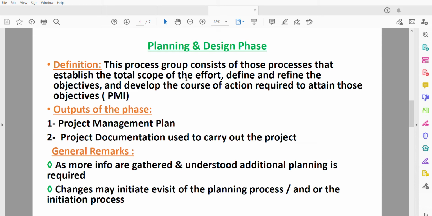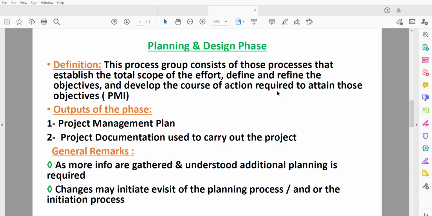The planning and design phase is the second phase after the initiation. The definition of this phase or process is taken from PMI. This process group consists of those processes that establish the total scope of the effort, which means what we need to do in the project, define and refine the objectives of the project, and develop the course of action required to attain these objectives. Therefore, we establish the scope of the effort, we define the objectives of the project, and develop the course of action required to attain these objectives.